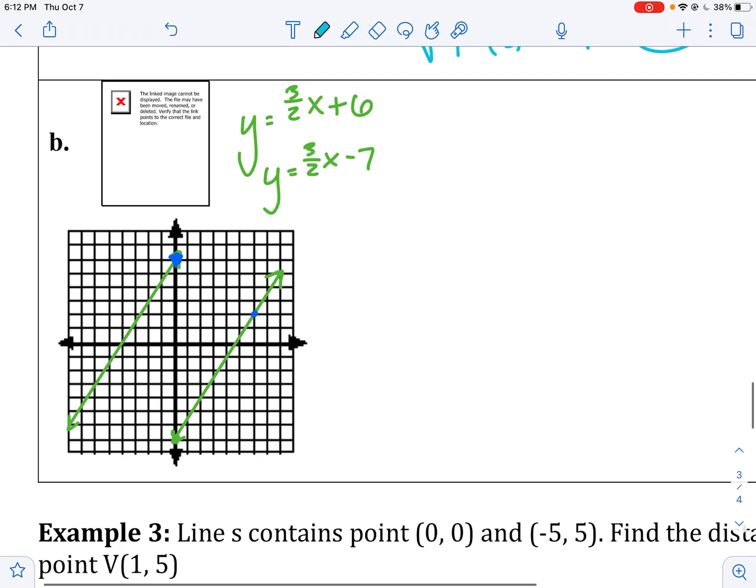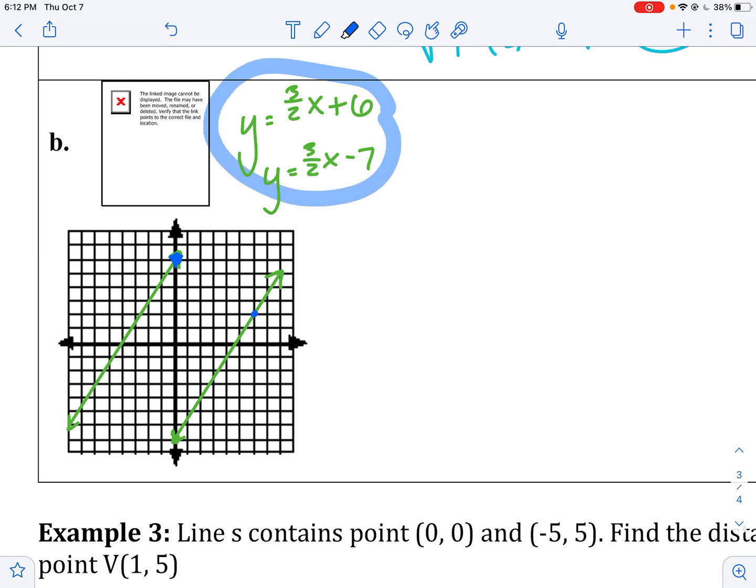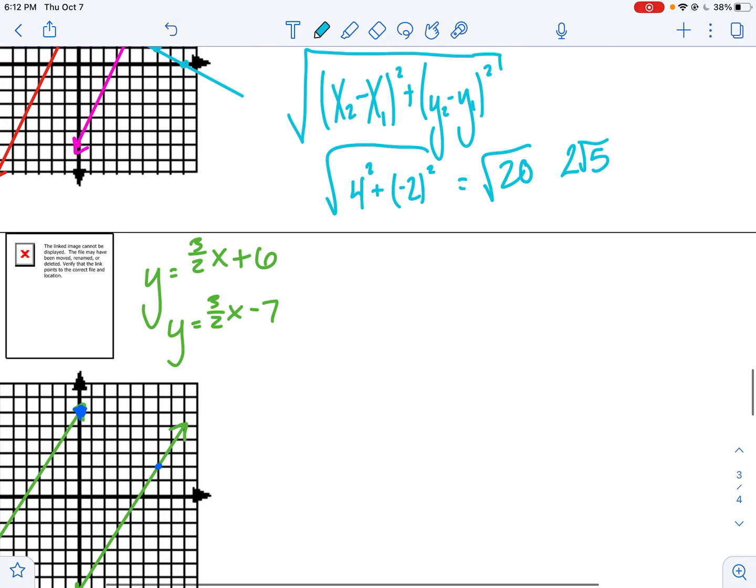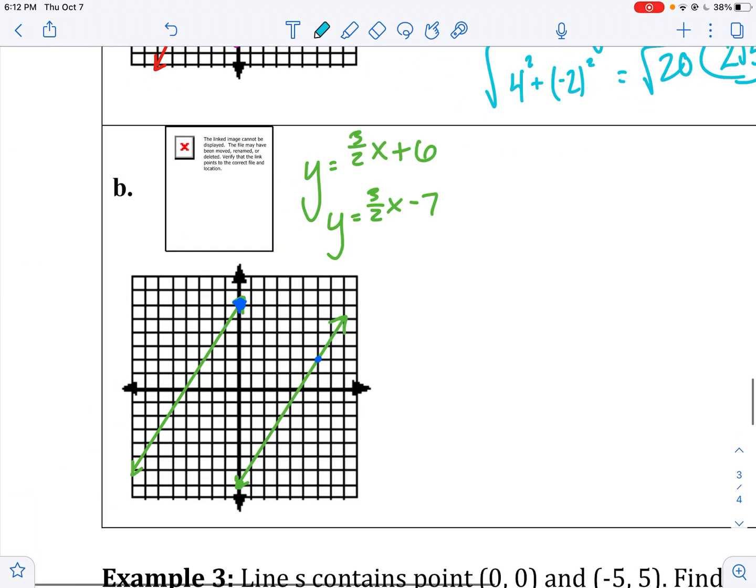Same thing with B. First thing you want to do is identify your two lines. There they are. Those are my parallel lines. They have the same slope. And I've graphed my lines. And I want to figure out, how am I going to find the distance between those two? They need to have a parallel slope, these two, and they do. So to find the distance, I need a perpendicular slope between them. So perpendicular slope here from 3 over 2 would be negative 2 over 3.